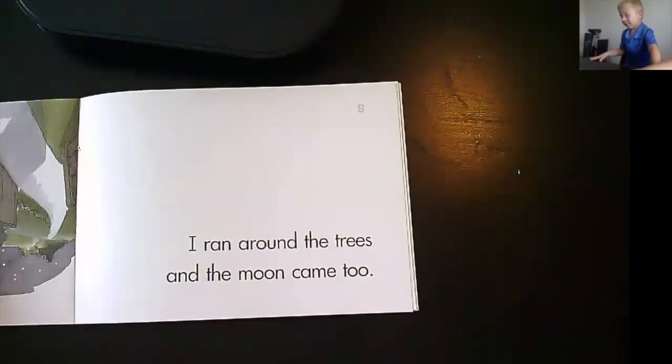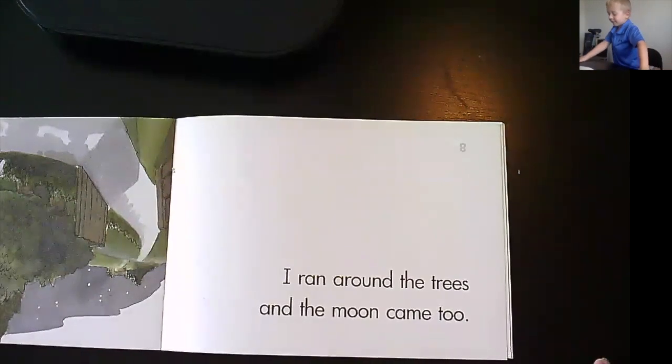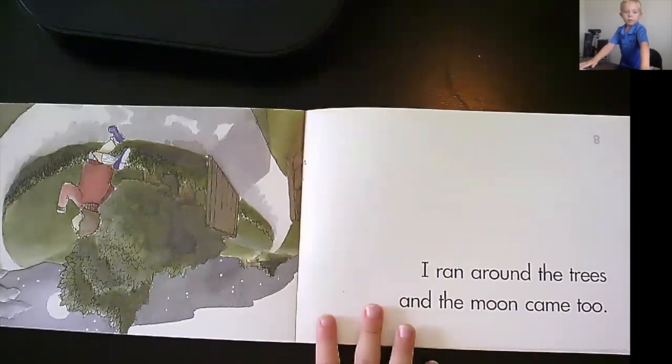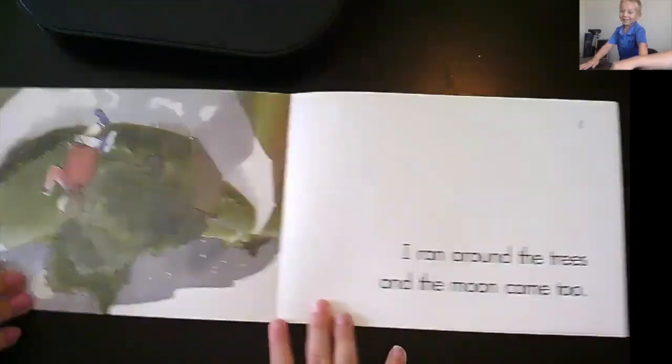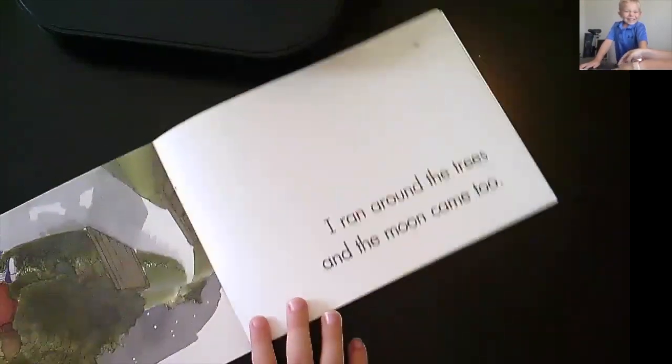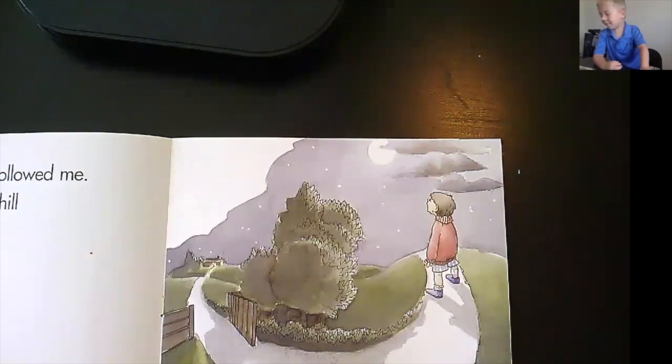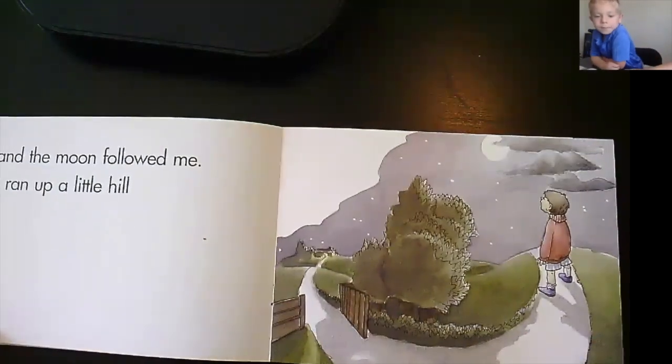Flip it. So they can be not around, right? I ran around the trees and the moon came too. You noticed that, didn't you? Yeah. These pictures.